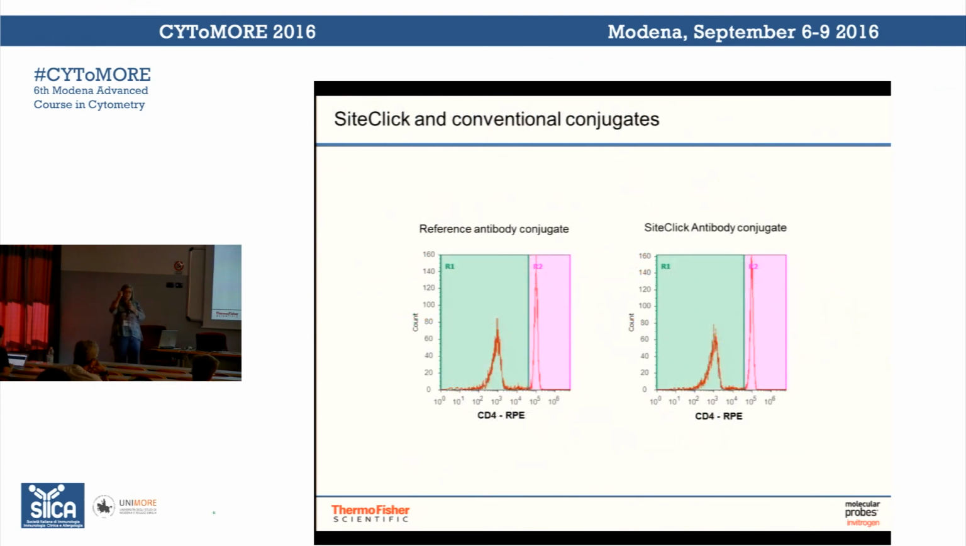We do have kits for this, so you can label antibodies yourself, and this has a very consistent degree of labeling of 3.5, so there really is not a lot of optimization that is required. With traditional labeling kits, there is a fair amount, so that's one of the biggest advantages. So this is looking at just a CD4 R-PE. This is a traditional off-the-shelf product that's gone through all kinds of optimizations and QC, and this is a single attempt at a SiteClick conjugation.